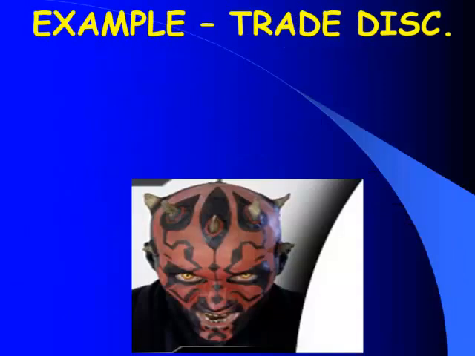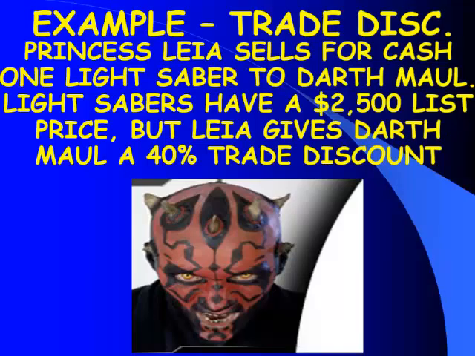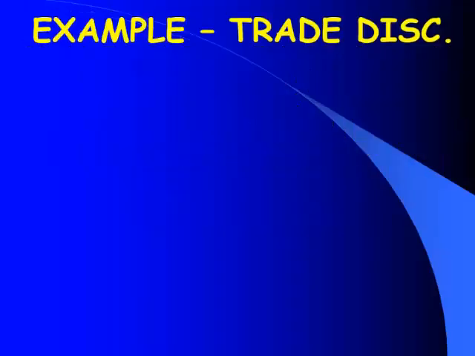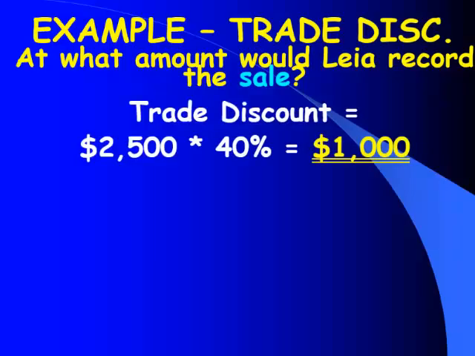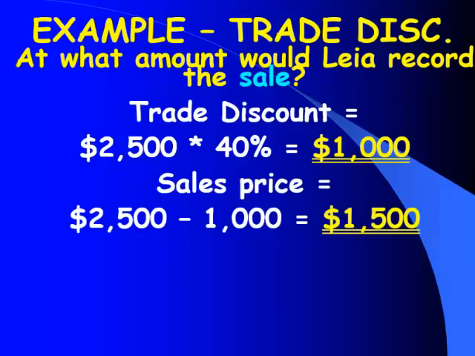Let's do an example. Princess Leia sells for cash one lightsaber to Darth Maul. Lightsabers have a $2,500 list price, but Leia, she likes old Darth Maul. She thinks he's a nice guy, just misunderstood. And she gives him a 40% trade discount. At what amount will we record the sale? Well, it was a $2,500 sale, but how much of a discount are we going to give him? 40%, which would be $1,000. So then we take the $2,500 minus the $1,000 and say this is a $1,500 transaction.